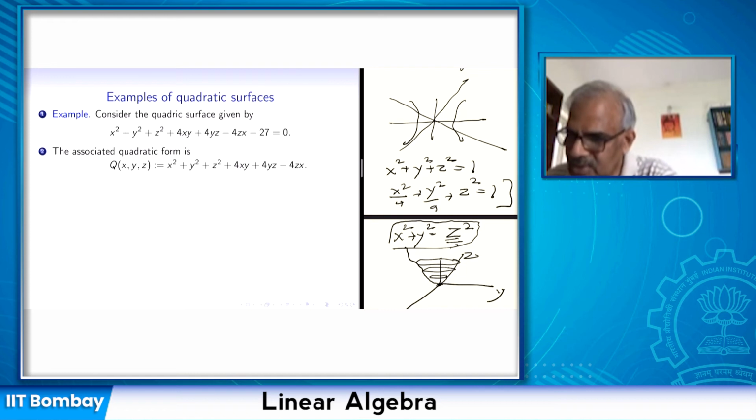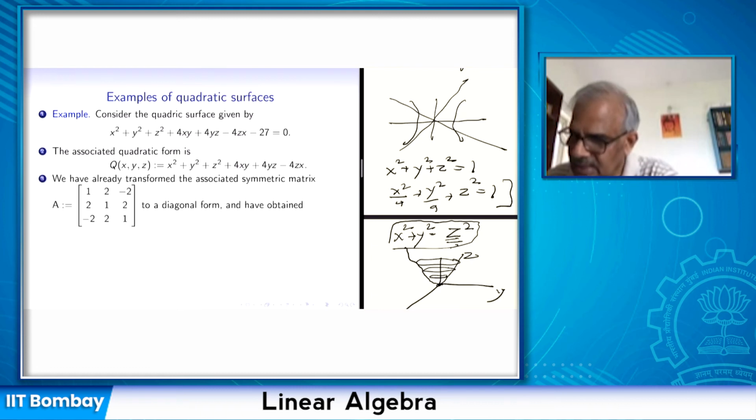So first look at the quadratic part and write the quadratic form, which is part of this equation, and then write the matrix of this quadratic form. Coefficients of x square, y square, z square are 1, so I get 1 on the diagonal. Then the coefficient of xy is 4, divided by 2, I get 2. Coefficient of xz is minus 4, divided by 2, I get minus 2. Coefficient of yz is 4, divided by 2, I get 2.